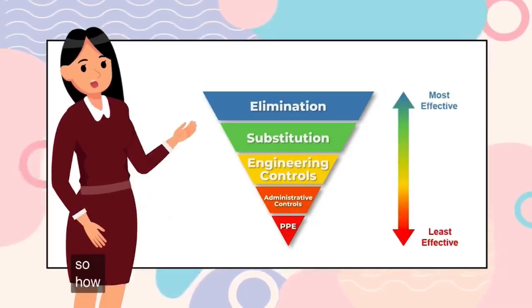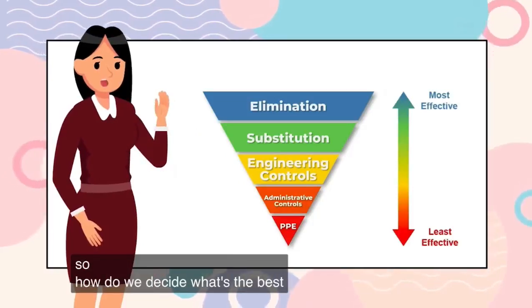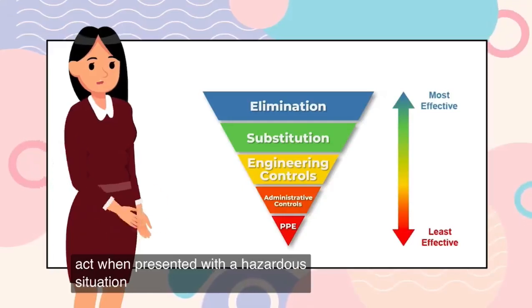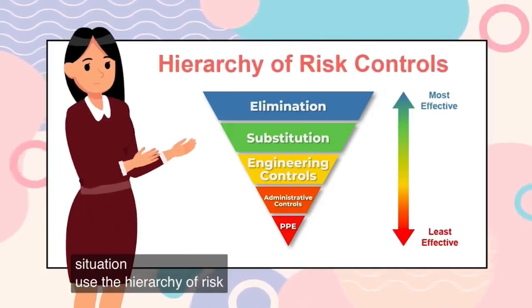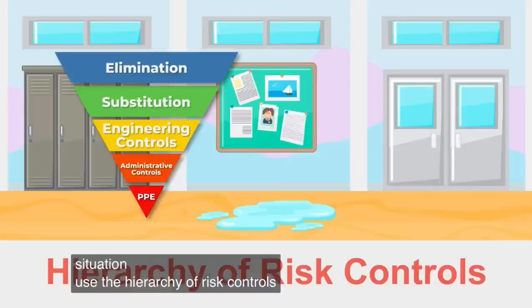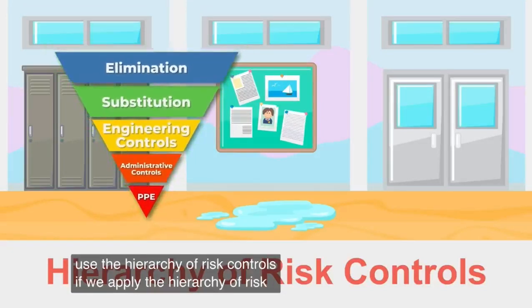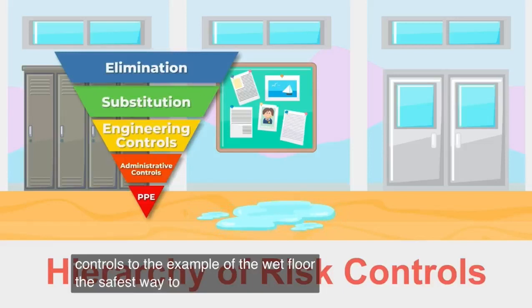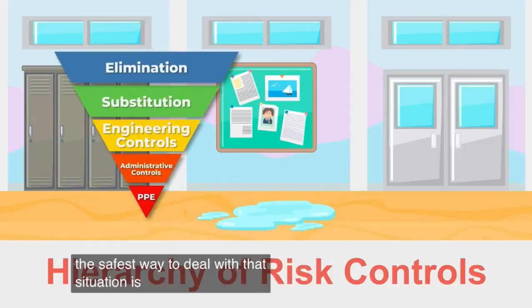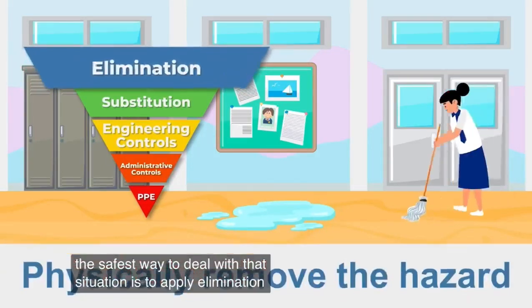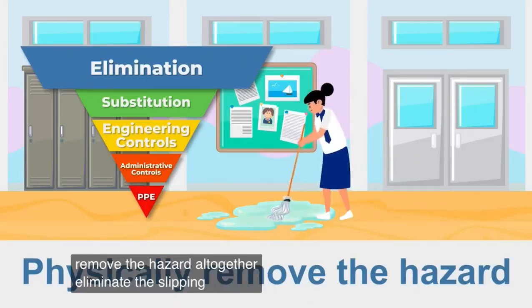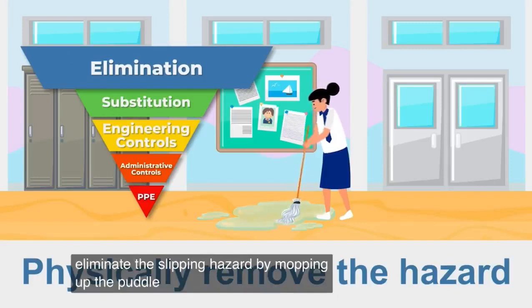So, how do we decide what's the best way to act when presented with a hazardous situation? Use the hierarchy of risk controls. If we apply the hierarchy of risk controls to the example of the wet floor, the safest way to deal with that situation is to apply elimination. Remove the hazard altogether. Eliminate the slipping hazard by mopping up the puddle of water on the floor.